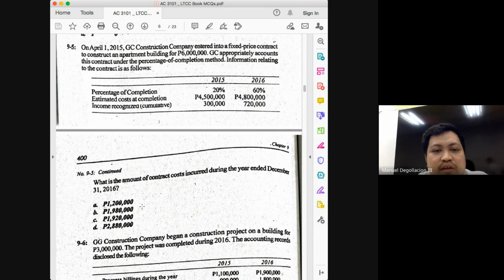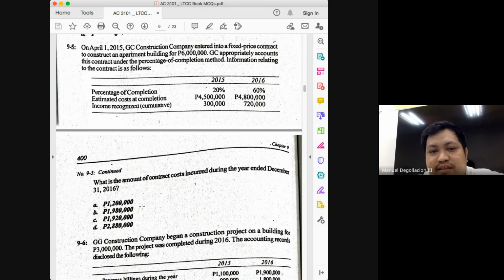Okay. Plus, can you verify if indeed the cumulative income would be 300 and 720? Percentage of completion is 20%. How much is the expected gross profit, class? Expected gross profit is 1,500,000. Where did I get 1,500,000? 6 million minus 4,500,000. Then you have 1,500,000 expected gross profit multiplied by 20%. That will give you 300,000. So the table is correct.